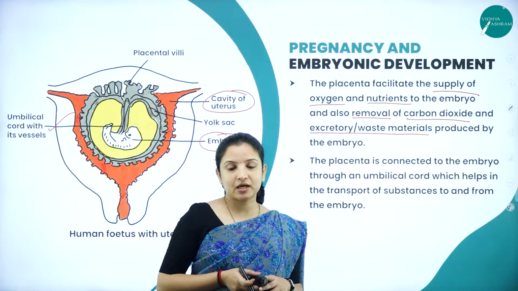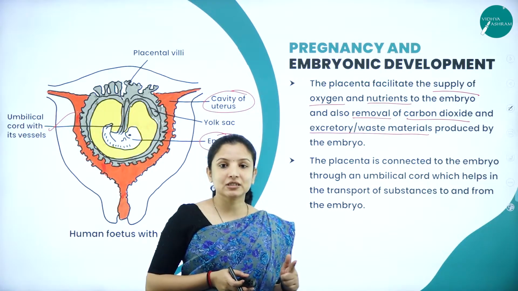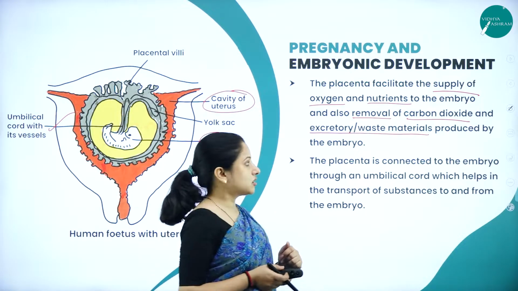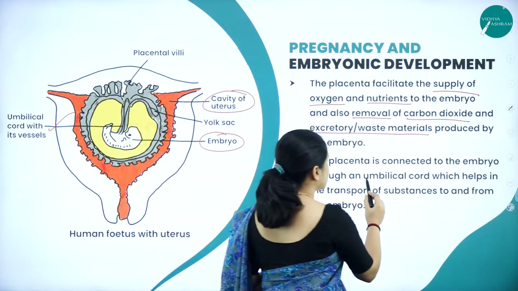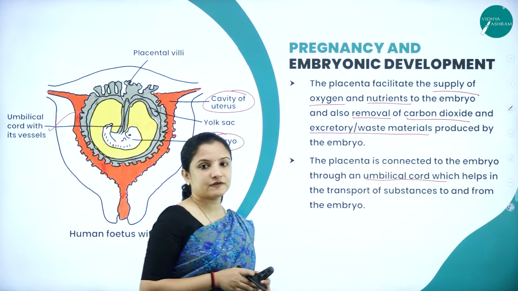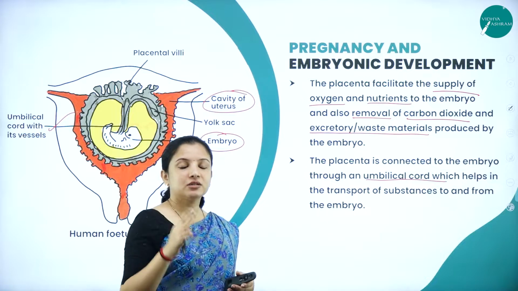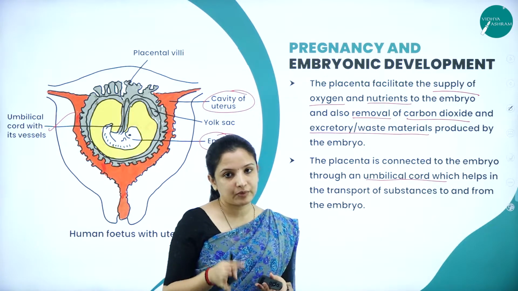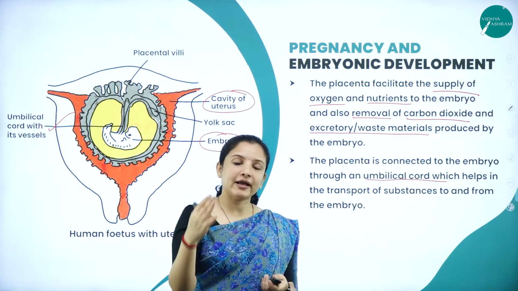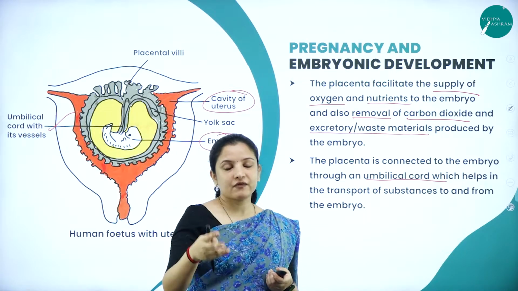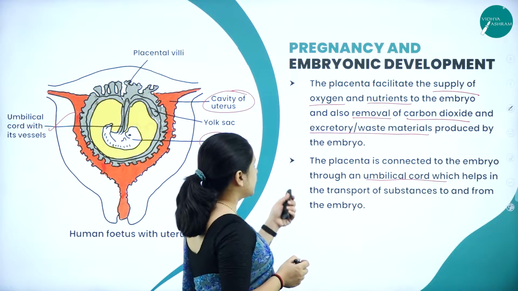So the function of the placenta is to supply oxygen and nutrition to the fetus and remove excretory waste from the fetus. The placenta is connected to the embryo through an umbilical cord, which helps in the transport of substances to the placenta and from the placenta. This umbilical cord, which is a part of the placenta, helps in the supply of oxygen and nutrition to the fetus and the removal of excretory waste from the fetus. So therefore, the umbilical cord is also very important here.